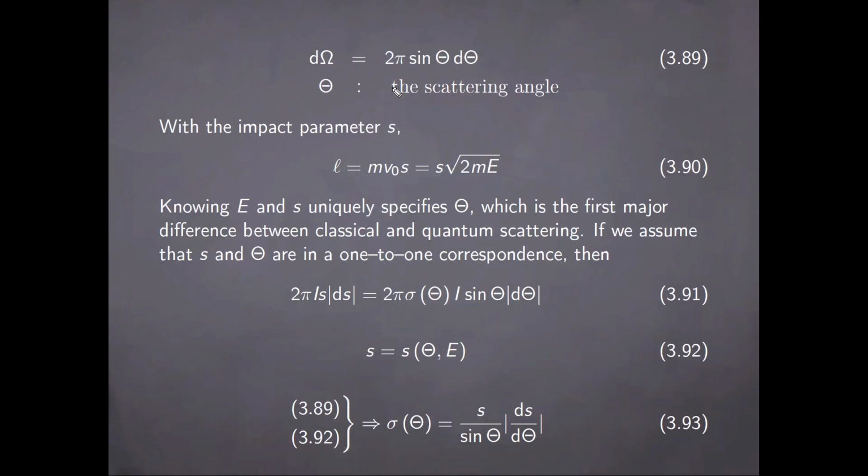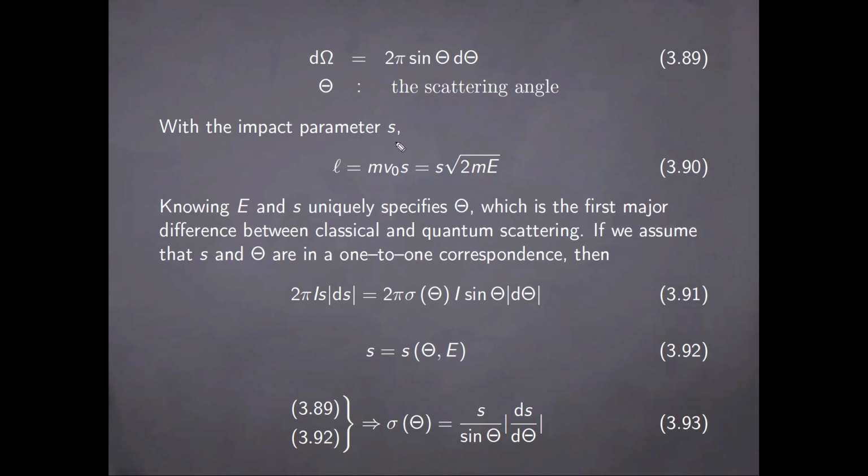Due to the fact that we are dealing with central forces, the problem has azimuthal symmetry around the incident direction of the beam, and as such the differential for the solid angle is given by the expression here. So it's 2 pi, which follows from the integration over the azimuthal angle, times the differential of the scattering angle capital theta.